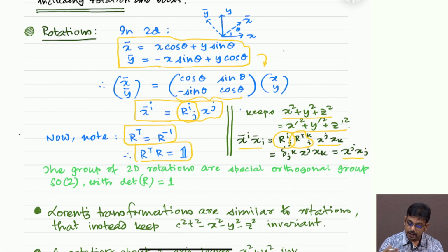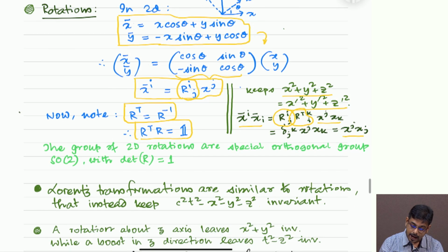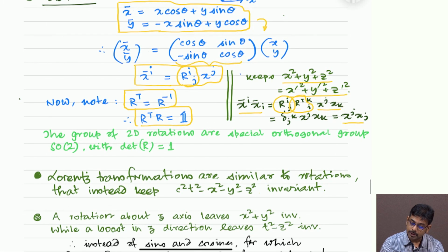So, this is actually a group of rotations, and two dimensional rotations are called the special orthogonal group, which is called SO2, and the determinant of R will be equal to 1. So, that is why this is called the special orthogonal group.